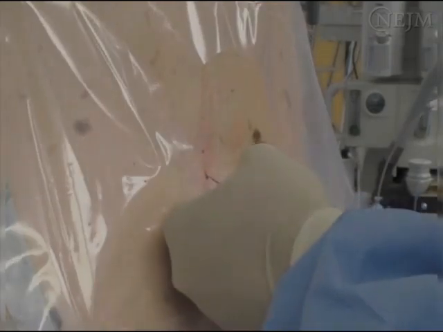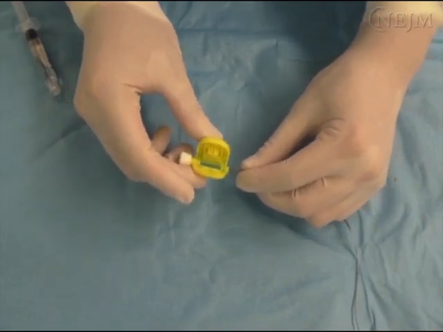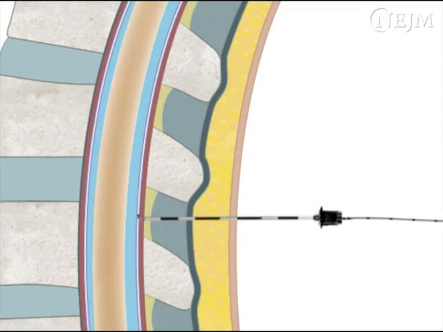For example, if the loss of resistance occurs at 5 centimeters, the catheter should be taped at the 8 to 10 centimeter marking. Attach the hub to the distal end of the catheter, which stabilizes it and allows syringes to be attached. Next, make sure that the catheter has not entered either the intrathecal or the intravascular space. This check involves 2 steps.